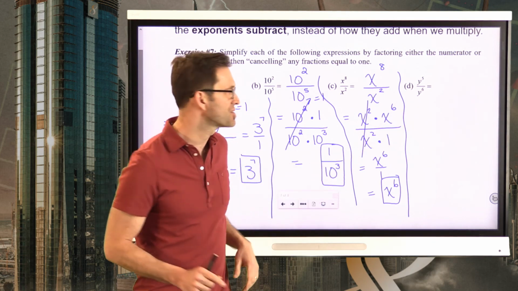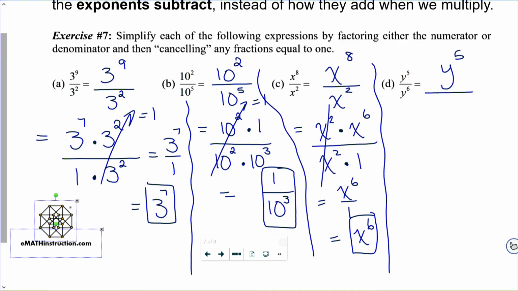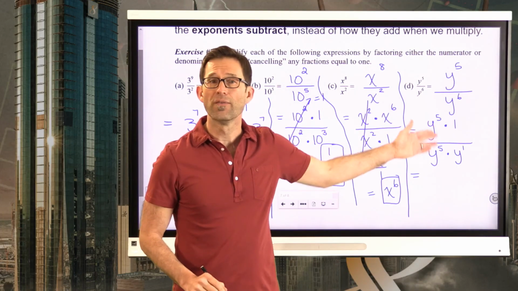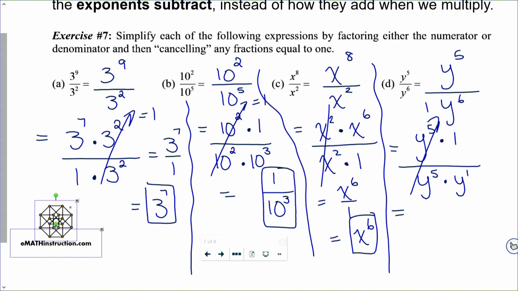But in this case, which is maybe the trickier case, we have y to the 5th divided by y to the 6th, right? In the numerator, I'm going to have y to the 5th times 1. In the denominator, I'm going to have y to the 5th just times y to the 1st, right? These two y to the 5ths are now going to cancel, to equal 1. That's going to leave me with 1 divided by y to the 1st, or just 1 divided by y.